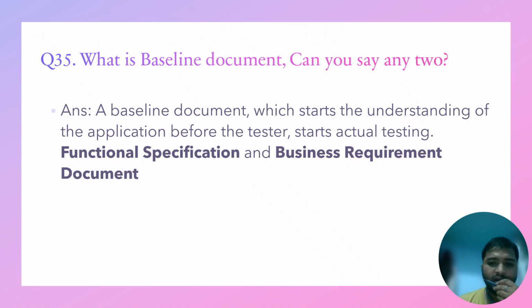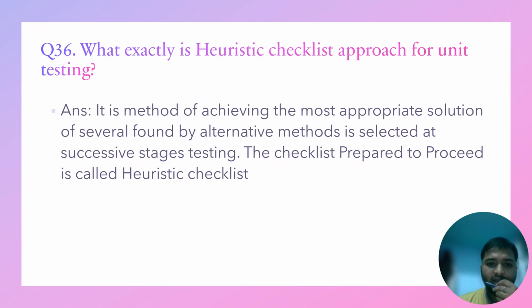What is a baseline document? Can you name any two? A baseline document is one which starts the understanding of the application before the tester starts actual testing, such as the functional specification and business requirement documents. What exactly is the heuristic checklist approach for unit testing? It is a method of achieving the most appropriate solution of several found by alternative methods, selected at successive stages of testing. The checklist prepared for this process is called a heuristic checklist.